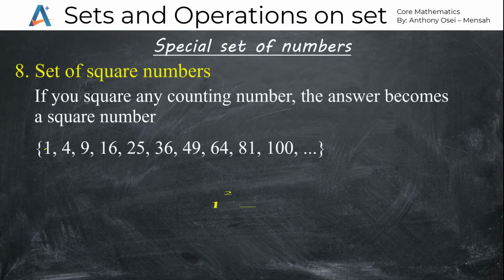So starting from 1, 1 squared is 1, 2 squared is 4, 3 squared is 9, 4 squared is 16, 5 squared is 25, 6 squared is 36, 7 squared is 49, 8 squared is 64, 9 squared is 81, 10 squared is 100, and so on. So it will go till infinity. So don't forget, square numbers or perfect squares are counting numbers that are raised to the power of 2, or counting numbers that are squared.